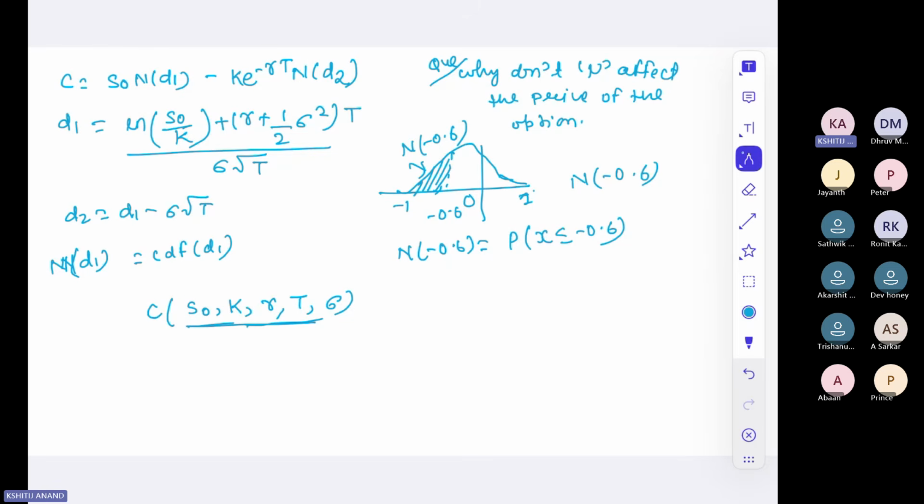S naught is the underlying price. Why don't someone ask why doesn't mu affect the price of the call option? What is this mu? Mu affect the price of this call option. So what is this mu, by the way?